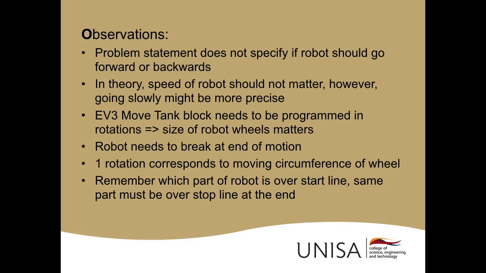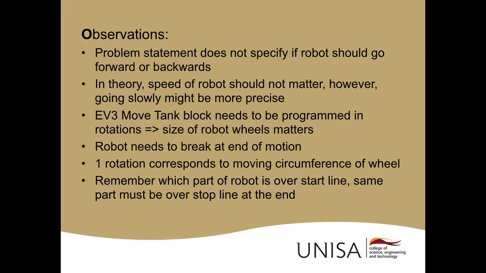The EV3 tank block needs to be programmed in rotations since it's a distance that's given. So the size of the robot wheels matters because with one rotation we go different distances if we have different sizes of the wheels. Also, the robot needs to brake at the end of the motion block. We want it to stand still at the stop line. We've learned by now that one rotation corresponds to moving forward by the circumference of the wheel.